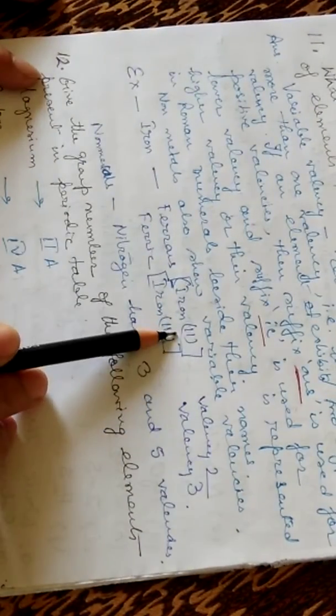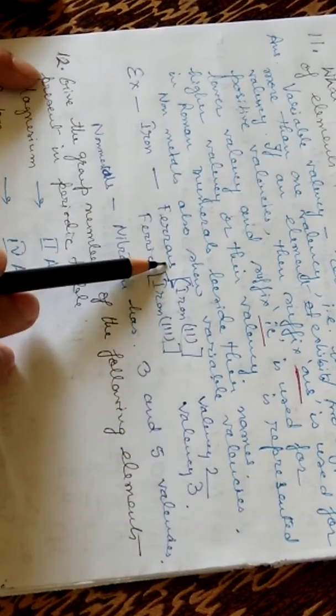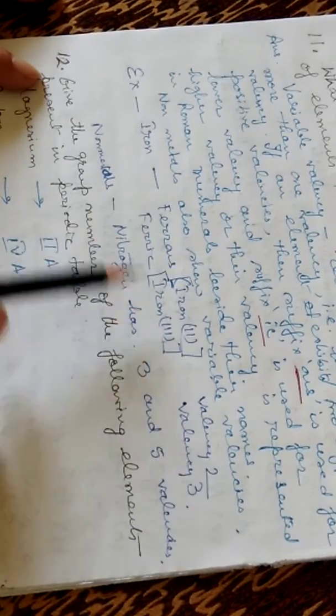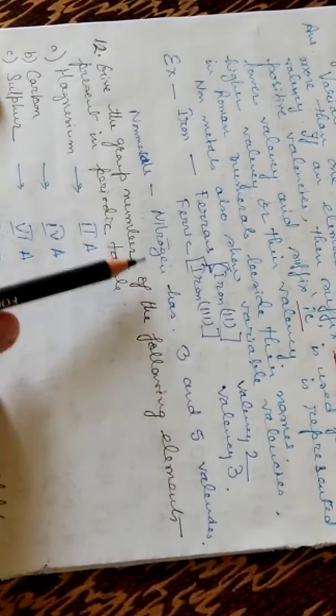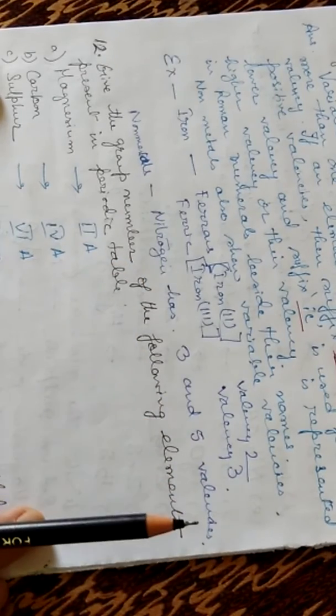Like in iron, iron 2, we can write as ferrous, valency is 2. Iron 3, we write ferric, valency is 3. Okay, non-metals also show variable valencies, like nitrogen which has 3 and 5 valencies.